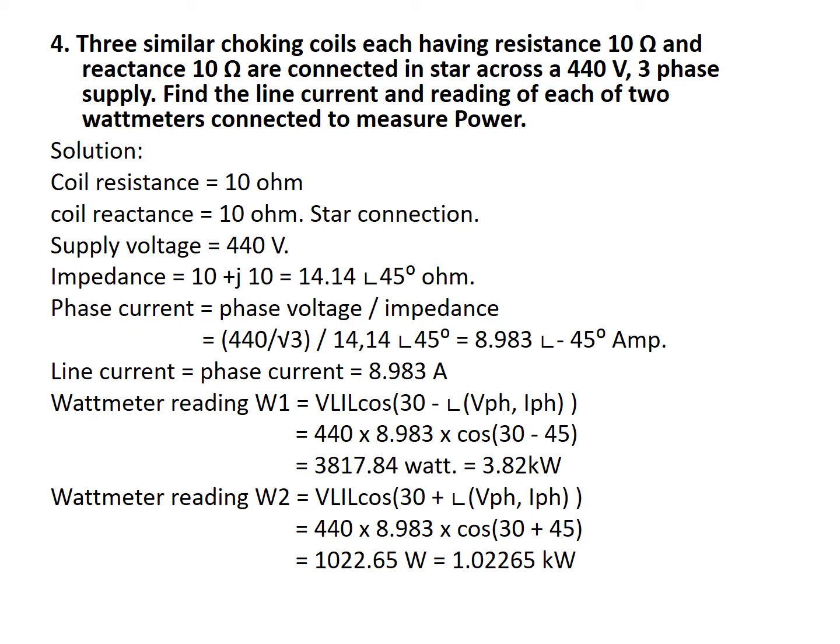If it is the same problem with a star connection, the only change is that the line current and phase current are both the same, so there is no need to calculate the phase current again. For the line current, if it is star connected, the phase voltage is line voltage divided by root 3, divided by impedance. Then you will get the wattmeter values VLIL cos 30 minus phi and VLIL cos 30 plus phi after substituting the values.